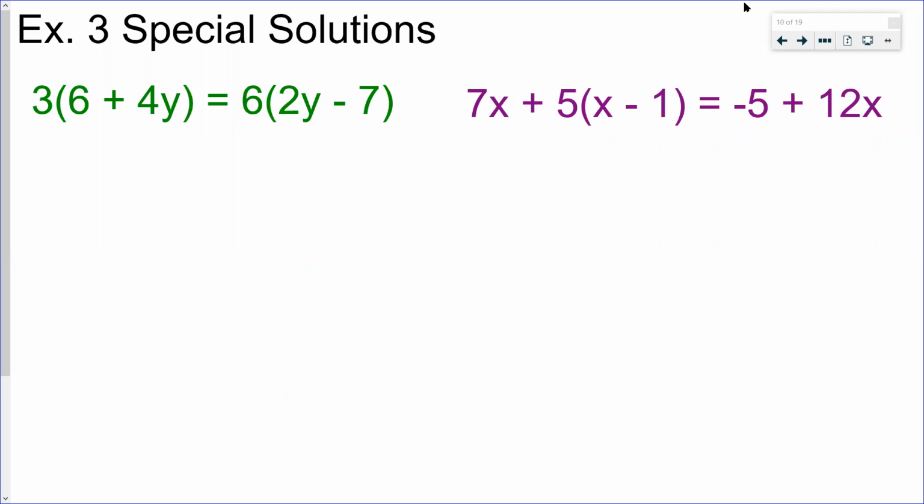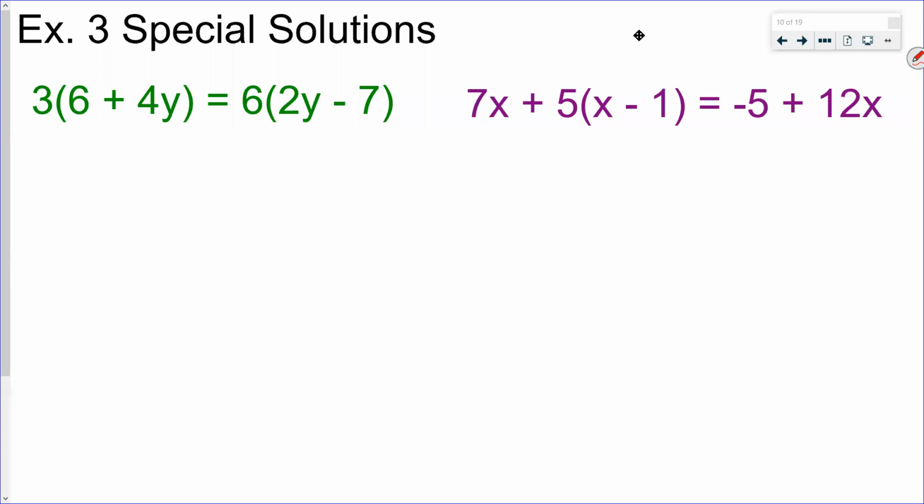The next thing is our special solutions. All right, sometimes we run into things where our equations don't necessarily work out to what we're looking for. Maybe the variables disappear and things just aren't looking right. So these are some special solutions. So if we look here, let's look at the green one first.